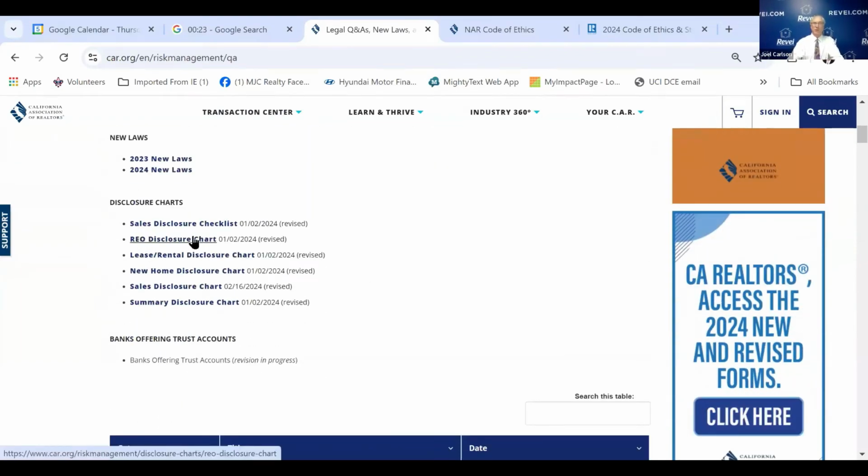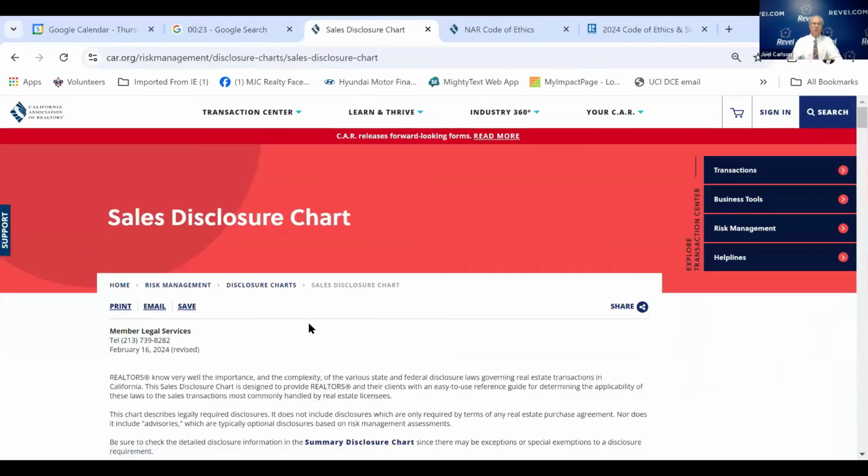REO disclosure chart, that's real estate owned, if you're selling bank-owned property. Lease or rental disclosure chart, that's because we're a tenant state now. New homes disclosure chart, because those of us who build new homes are from different planets. And the sales disclosure chart. This is the one I clicked on almost 20 years ago.